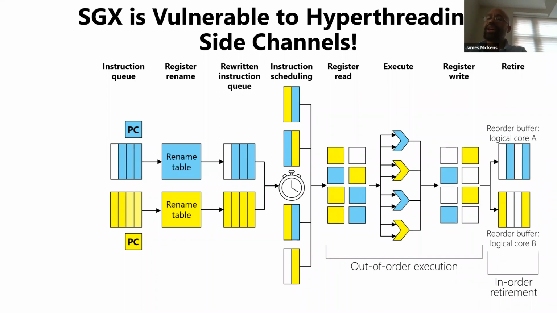In this case, I've color coded the threads. There's a blue thread operating on this top logical processor, and a yellow thread executing down here. So instructions get queued up, we go through register rename, we hold the rewritten instructions here, and then we get to instruction scheduling. At this point in the core of the pipeline, this part of the pipeline is actually agnostic as to which logical core instructions come from.